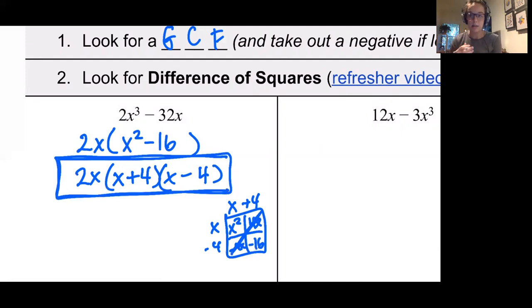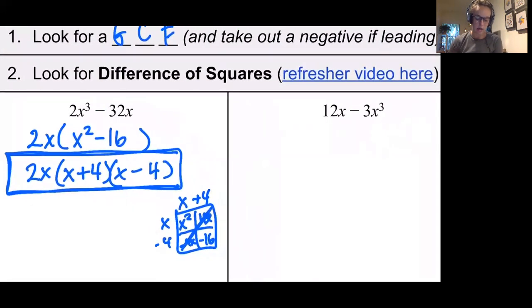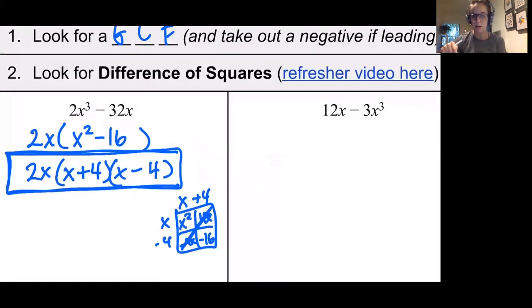It has everything broken down into its smallest pieces, with 3 pieces here. It has 2x, it has x plus 4, it has x minus 4. I want you to go ahead and try to work on this next one. So press pause on the video, work on this one, and come back.